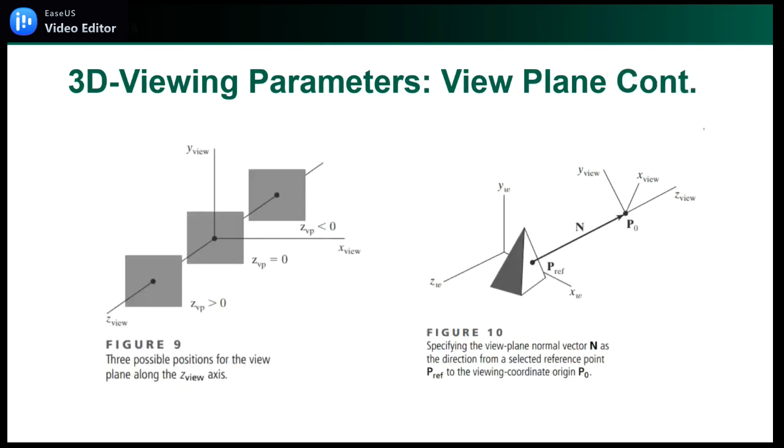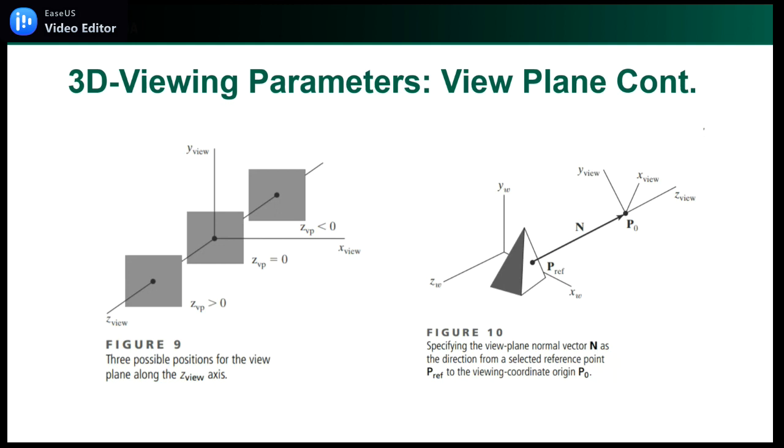In addition, we have a scalar parameter that is used to set the position of the view plane at the coordinate value z VP along the z view axis, as we can see in figure 9. This parameter value is usually specified as a distance from the viewing origin along the direction of viewing. And this view plane is always going to be perpendicular to the x view, y view plane.